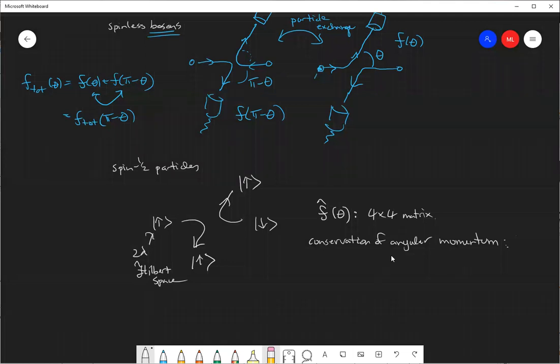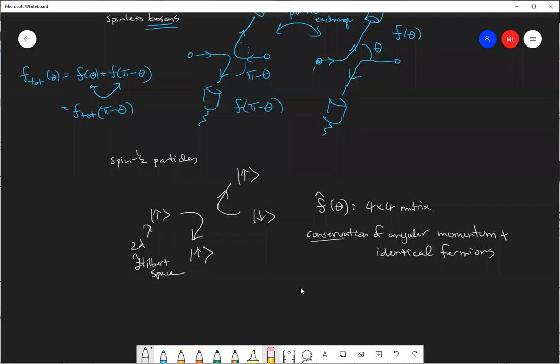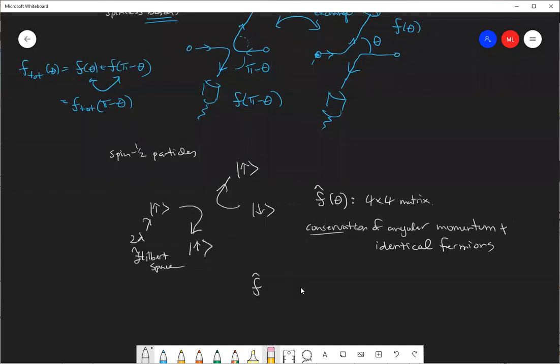there's actually only two possibilities, or two terms, if you wish, because not only do you have conservation of angular momentum, but you also have that these particles are fermions. So they're also identical fermions. So remember what that means. That means that the total wave function has to be anti-symmetric under particle exchange. So how would you concoct that? Well, that means that this guy must be the following.